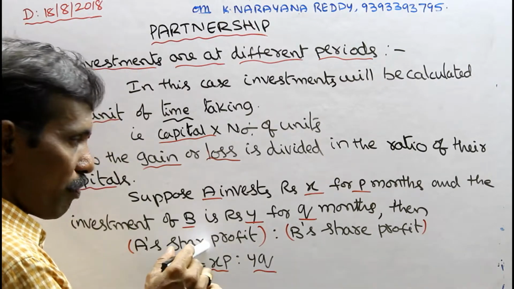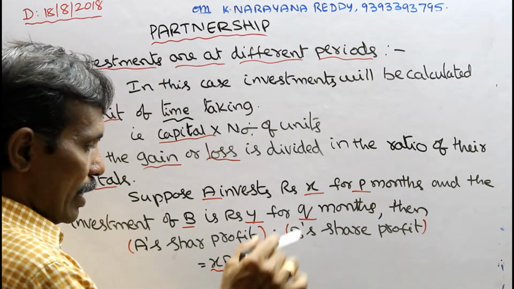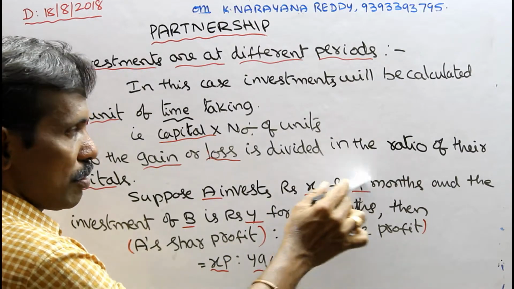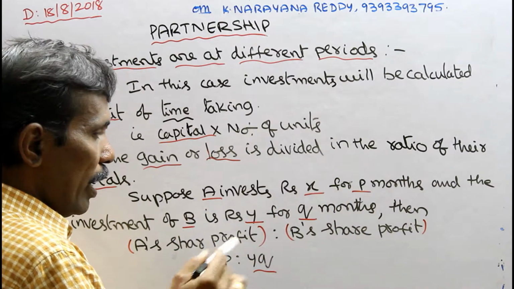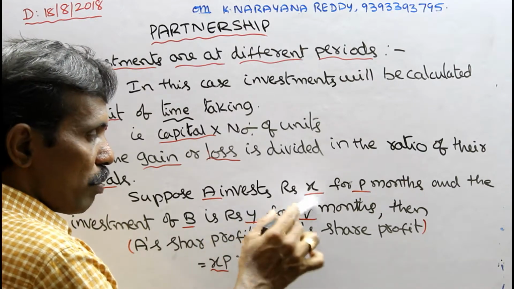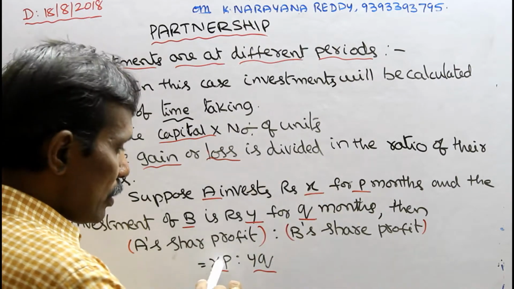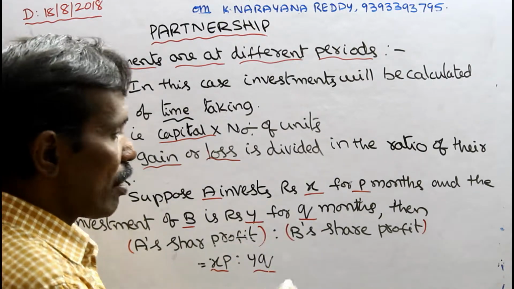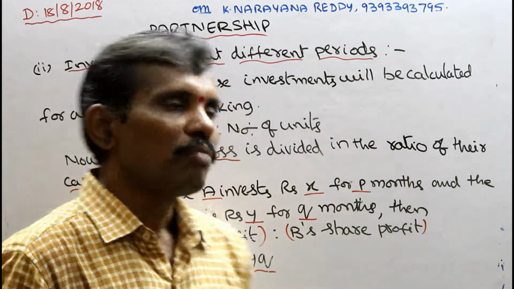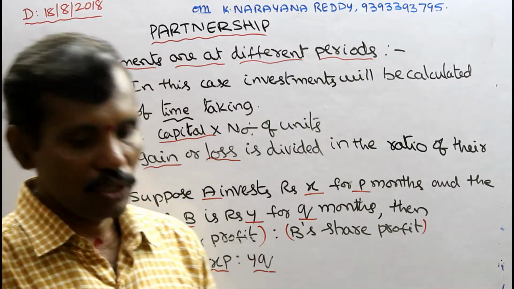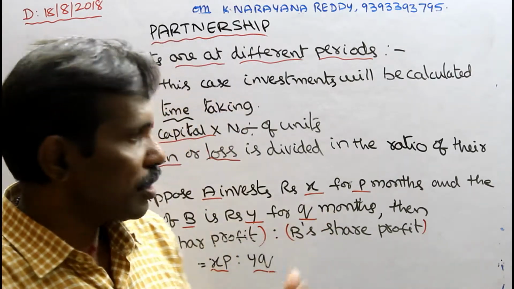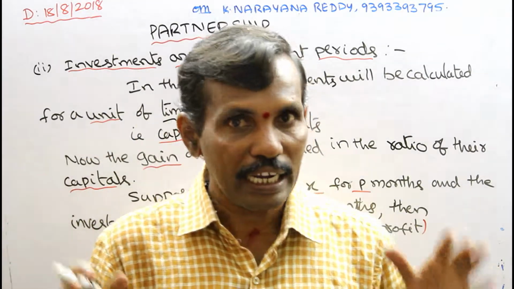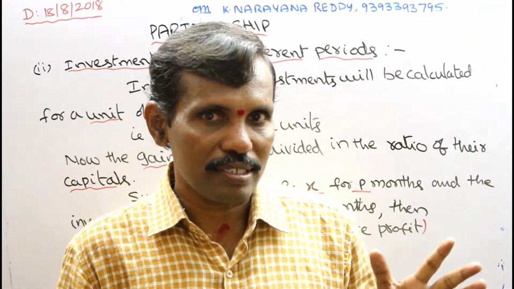Then A's profit or B's profit is XP, meaning X rupees into P months for A, and Y rupees into Q months for B. Depending upon this ratio, this capital, the gain or loss will be distributed among both A and B partners. So dear friends, depending upon this, the gain or loss will be distributed among the partners. There is a deal, an agreement between the partners.